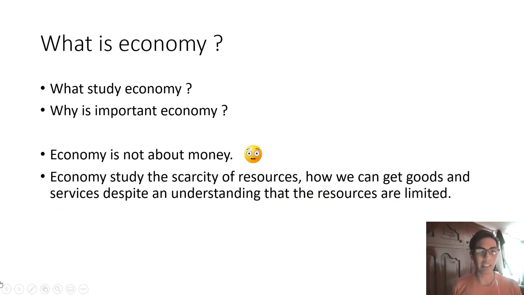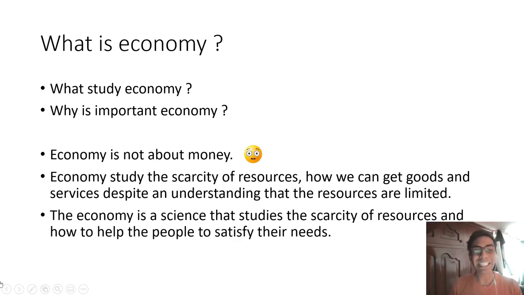What is economy? What is study economy? Why is economy important? The economy is a science that studies the scarcity of resources and how to help people satisfy their needs. It's not about money, it's about satisfying their needs because we live with scarcity.